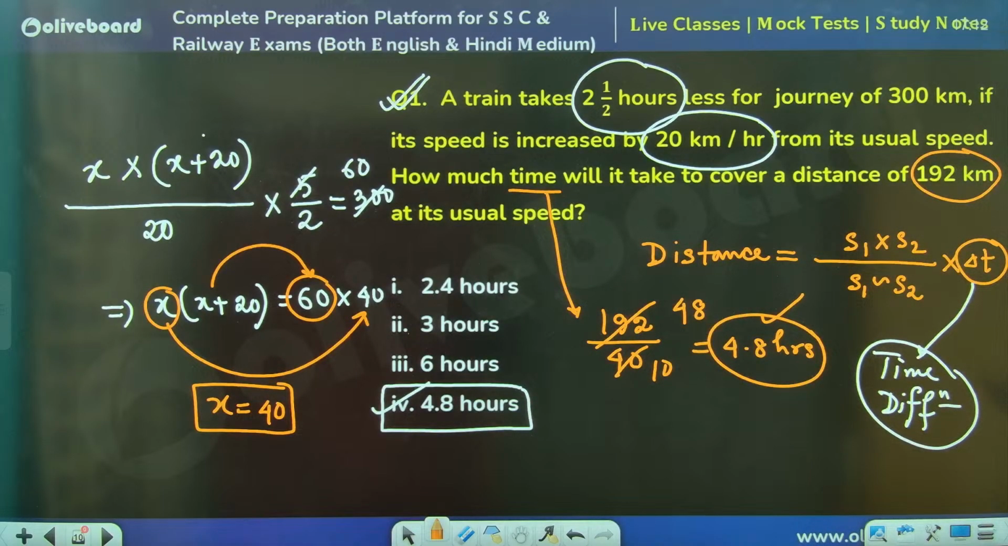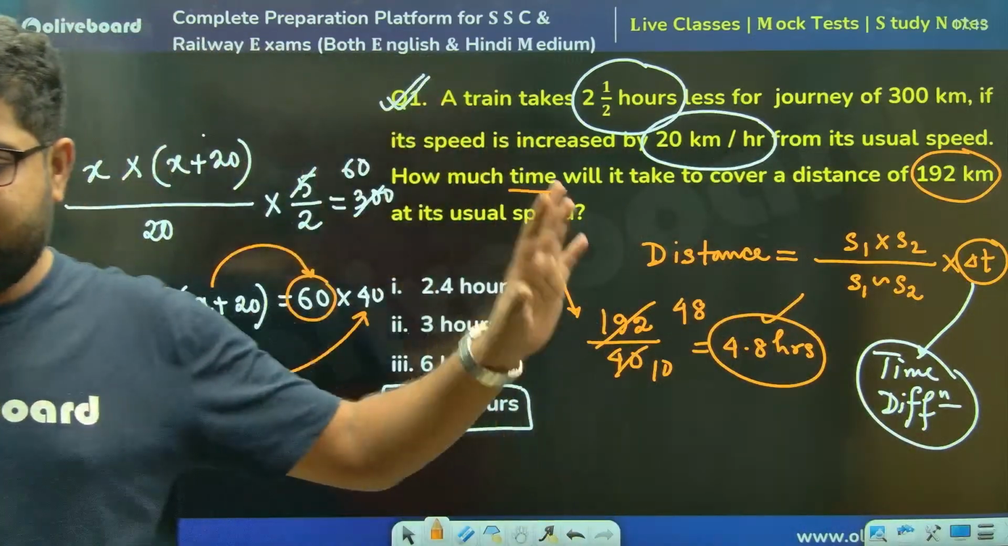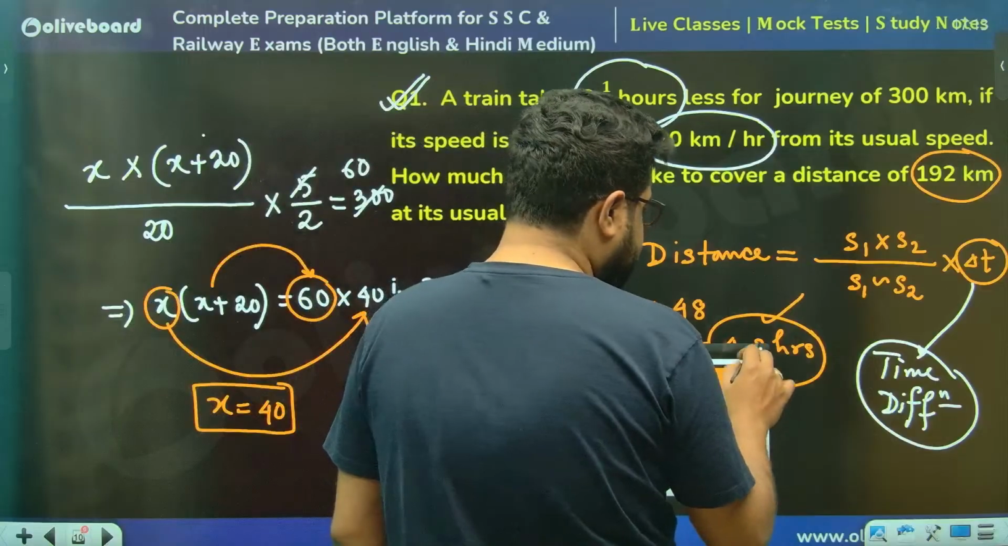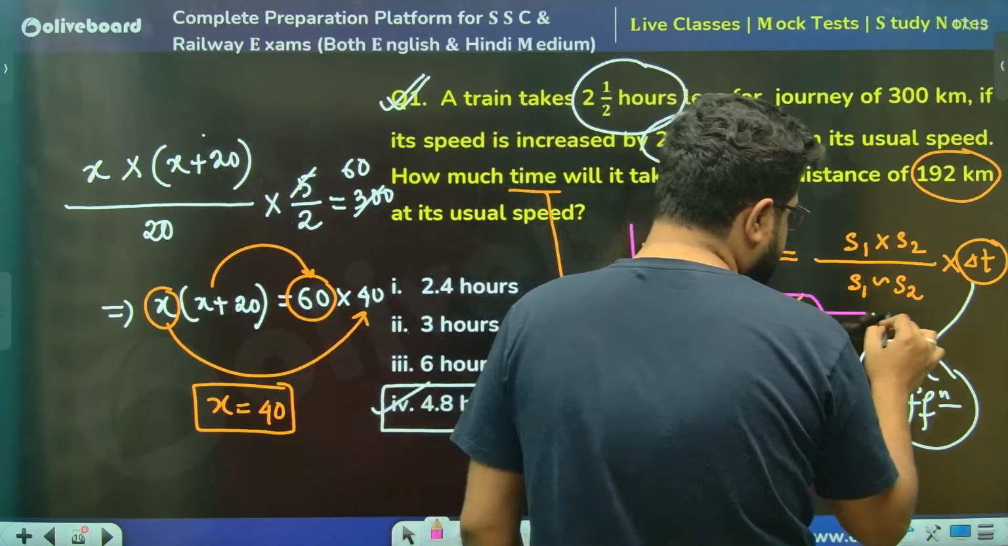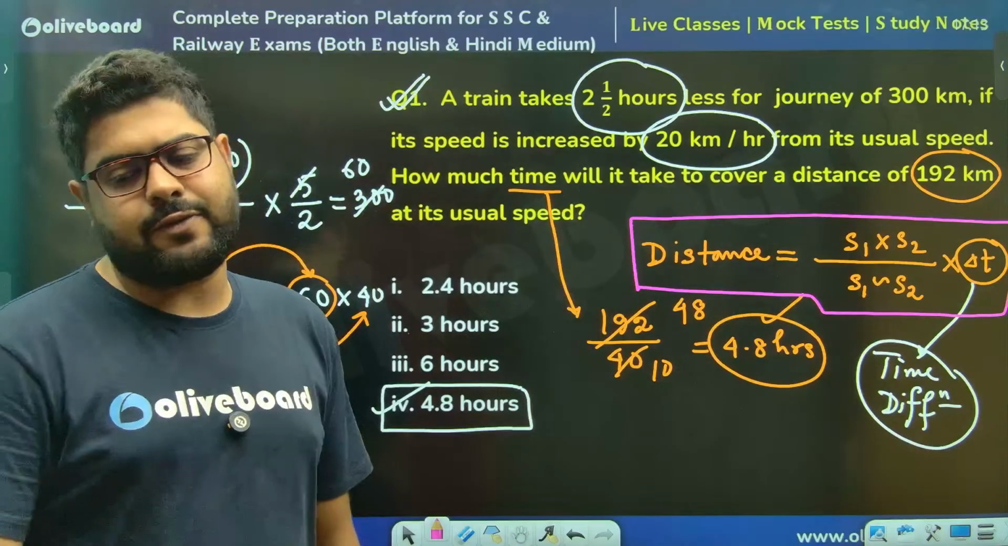But this is not the only way. This is one very good, a little advanced way. But if there is someone here who doesn't know this formula, let me say this: there are certain types of questions.